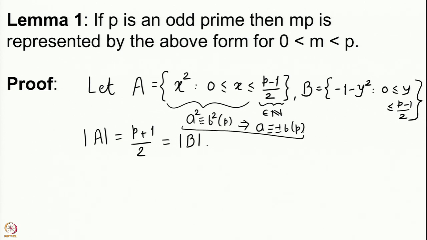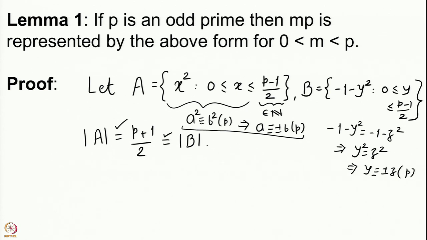So, this simple statement enables us to prove this inequality. And here, if you have minus 1 minus y square equal to minus 1 minus z square, this would imply that y square equal to z square, and then again y equal to plus or minus z mod p. So, this would imply equality, and so this holds modulo p, which is again a contradiction. So, this enables us to prove this equality.